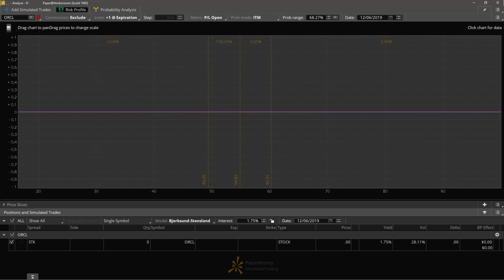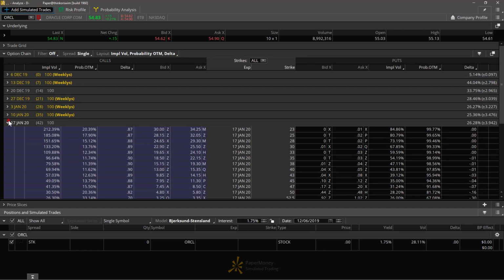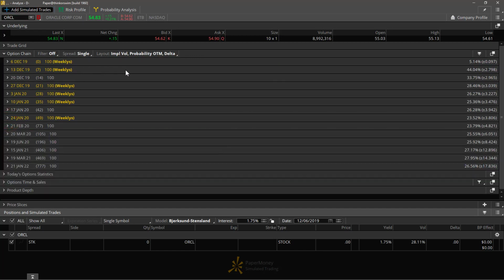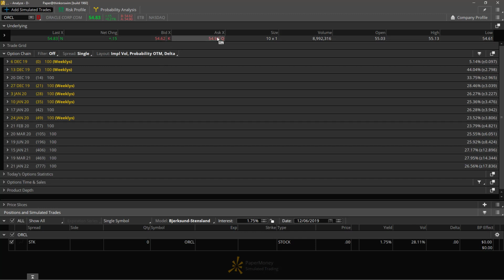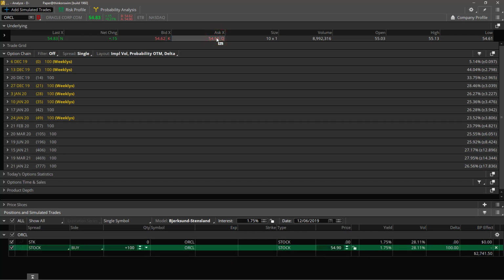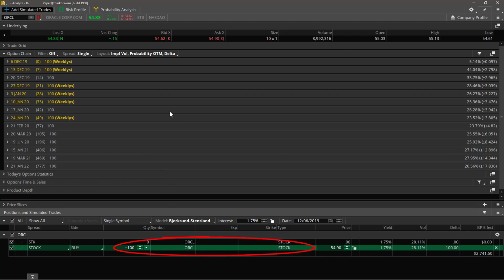Now we can take a look at Oracle, and you see I currently do not have any positions on Oracle. So let's put one on. I want to show you what the risk graph of 100 shares of stock looks like. So if I were to go long Oracle, if I click on this, the ask price, then I'm now creating, since I'm adding simulated trades, a simulated trade of 100 shares of Oracle at $54.90.